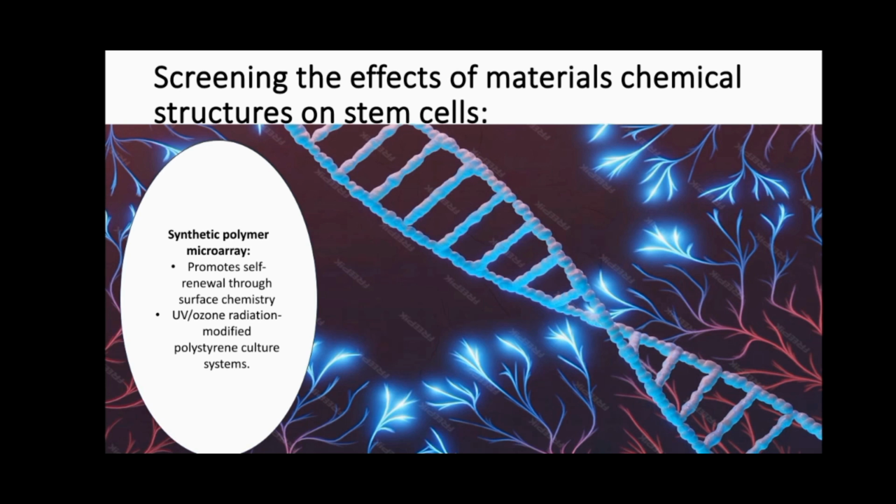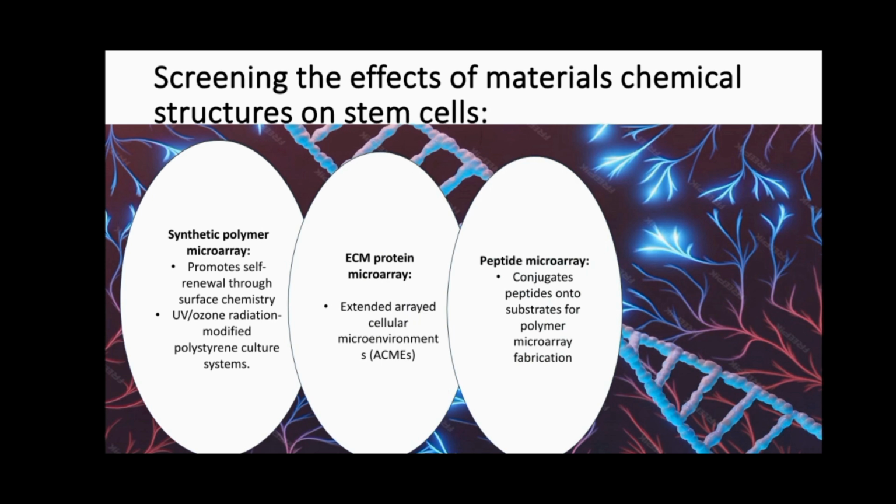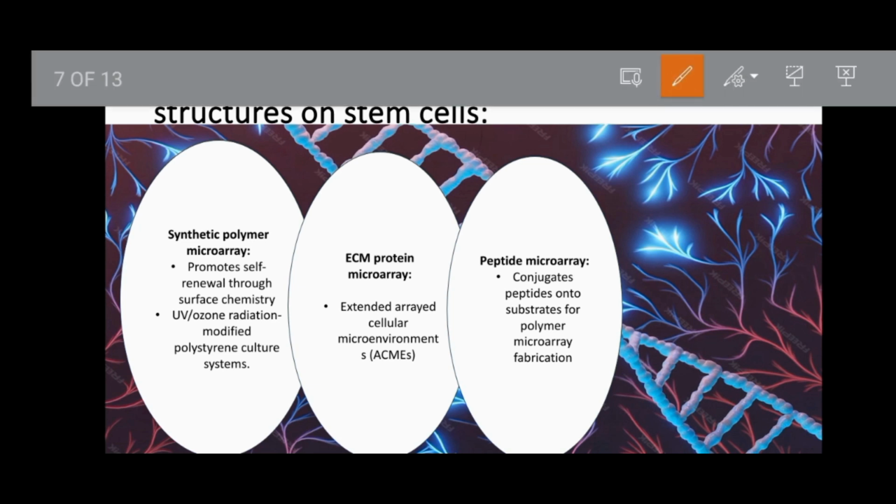Now, we'll see effects of chemical structures of a variety of polymer substrates on stem cells. Four types exist for this purpose. We'll discuss them one by one. First one is synthetic polymer microarray that incorporates UV or ozone radiation modified polystyrene culture systems in order to promote self-renewal. Now, both second and third types incorporate proteins as substrates. The only difference is that ECM protein microarray, which stands for extracellular matrix protein microarray, has proteins from extracellular matrix, while peptide microarray has small proteins rather than whole proteins, and it works somewhat like this.